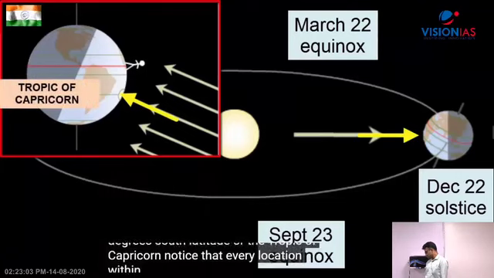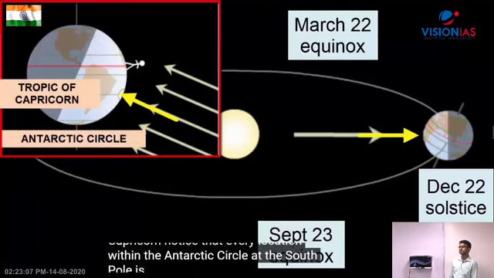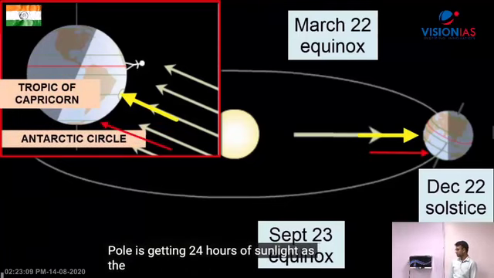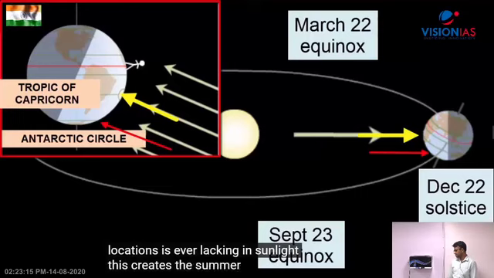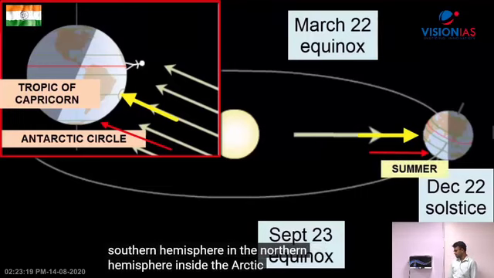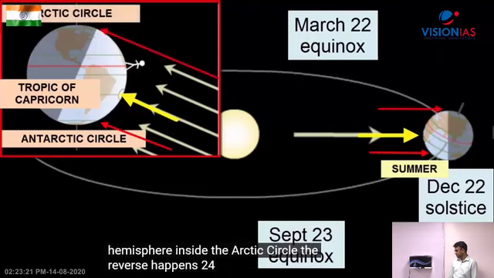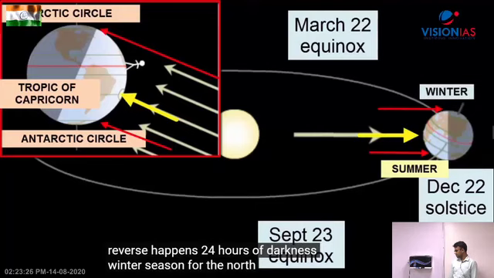Notice that every location within the Antarctic Circle at the South Pole is getting 24 hours of sunlight. As the Earth rotates, none of these locations is ever lacking in sunlight. This creates the summer season for the southern hemisphere. In the northern hemisphere, inside the Arctic Circle, the reverse happens. 24 hours of darkness, winter season for the north.